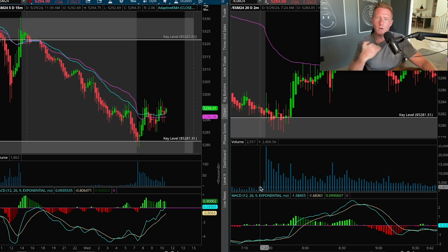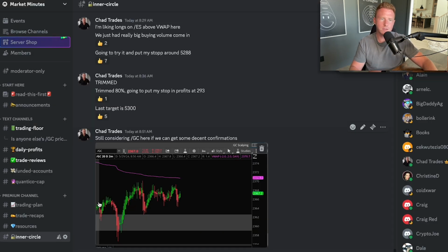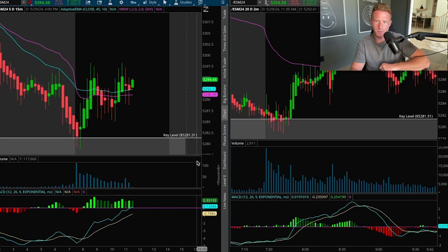So for me, how I determine what the trend is, I want to see price action trading above or below these 2 lines. This is basically just a 5-minute EMA, a 45 length 5-minute EMA, and my VWAP. Once I got above these lines, that's where I got interested in taking the market long. And you can see in my Discord, at 8:29 a.m. my time, I said I'm liking longs on ES above VWAP here. We just had really big buying volume come in. So that was 8:29. Let's look at what happened at 8:29.